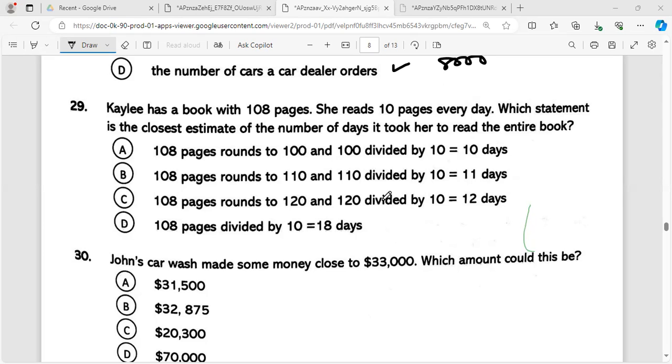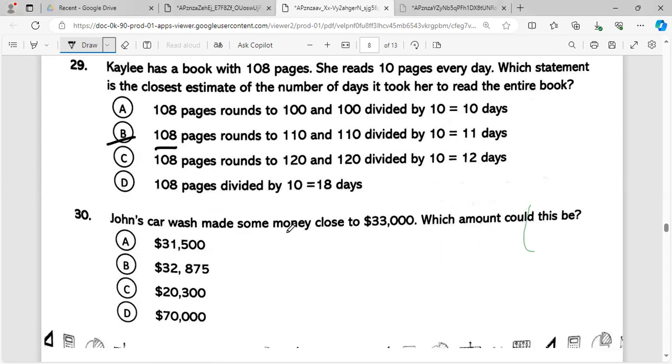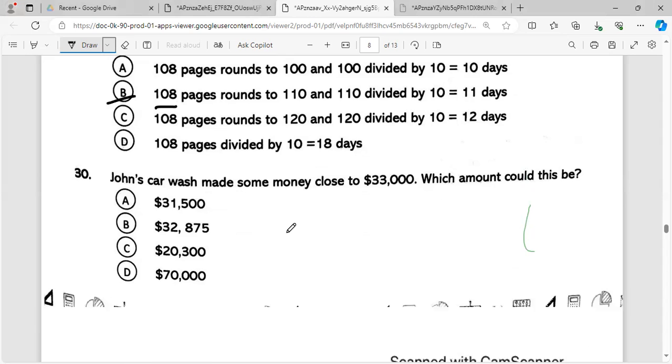All right, so look at it, guys. It said Kaylee has a book with 108 pages. She read 10 pages every day. Which statement is the closest estimate to the number of days it took her to read? Clue, if she read it for 10 days, right? It's going to be 100. So you're short at 8 pages. So it has to be at least 11 pages. You see? Because 108. Clue, no rush it, man. Take your time. I think because you rush your answer, that's why you get that. All right? So it's actually B.